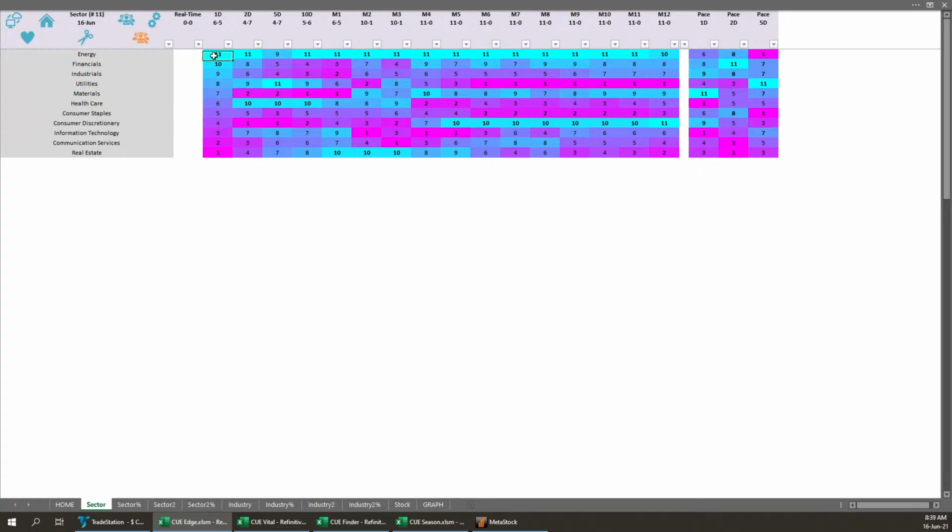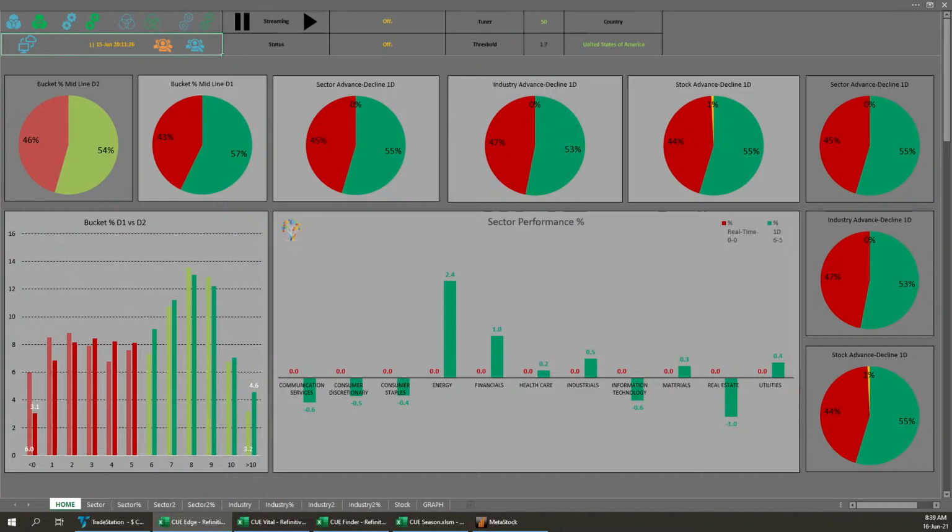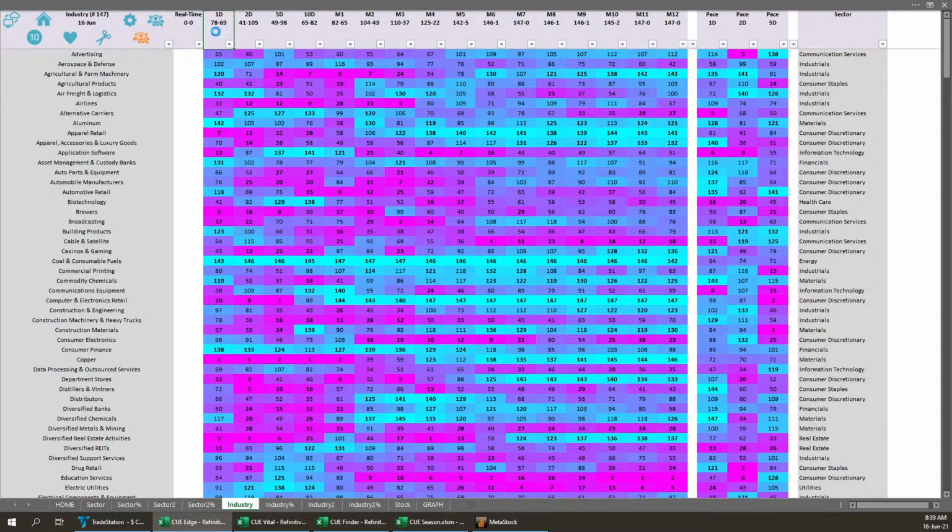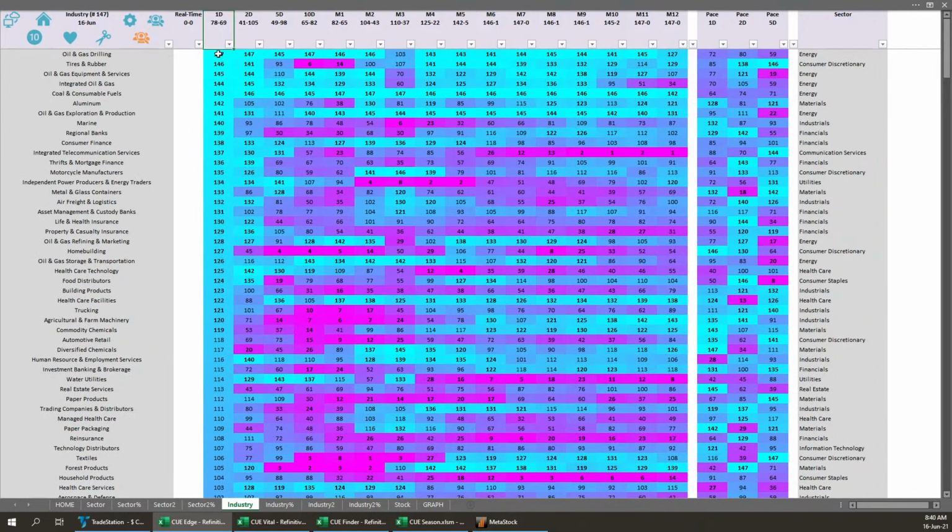That is why in my actual trading, I may do top-down from sector, but I prefer to do top-down from industry. So let's go to home. I'm going to drill down to the industry, or I could drill down to the industry percentage. Let's go to the industries directly. Find the best performing industries yesterday.